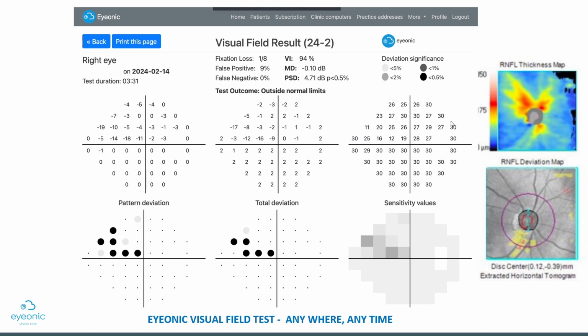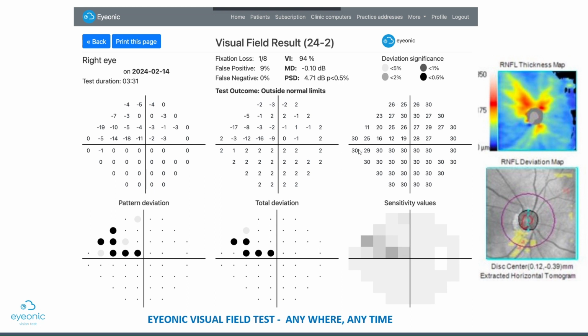Now, the first of these maps to look at is the sensitivity values map. These are the raw scores achieved at each point. Remember that while the user is looking at the central target, ours is a spinning gold star, each of these points is being assessed for sensitivity, and there are 52 points altogether.